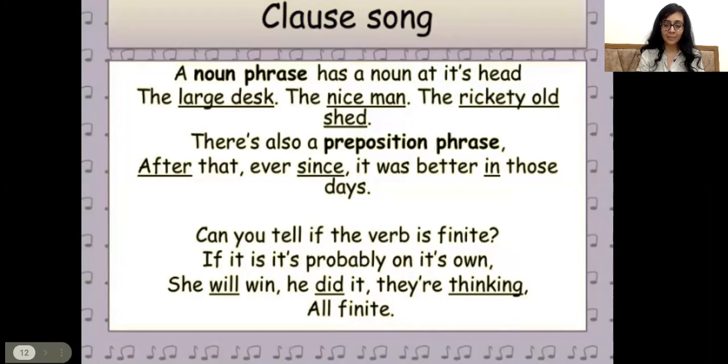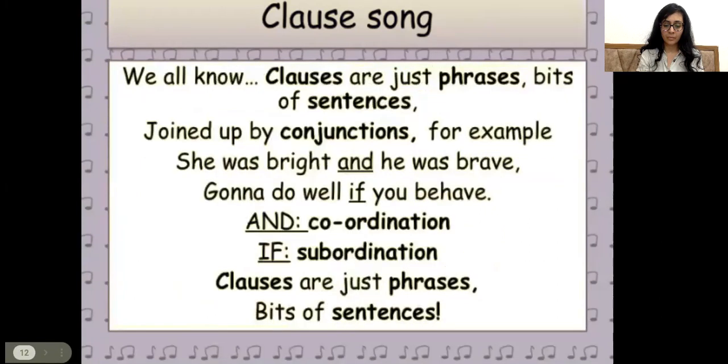Can you tell if the verb is finite? If it is, it's probably on its own. She will win if they did their thinking. Finite. We all know clauses are just phrases. Bits of sentences joined up by conjunctions. For example, she was bright and he was brave. Gonna do well if you behave. And coordination. If subordination. These are just phrases. Bits of sentences.